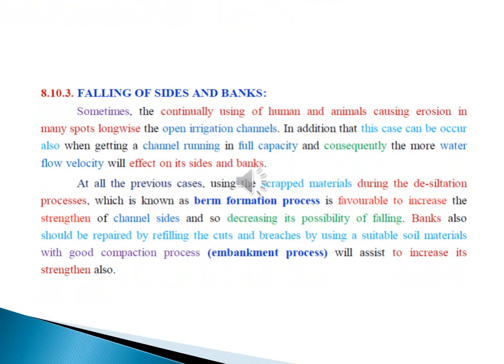Falling of sides and banks. Sometimes the continual use by humans and animals causes erosion in many spots along wider channels. In addition, this can also occur when the channel is running at full capacity and consequently the water flow velocity affects its size and height.